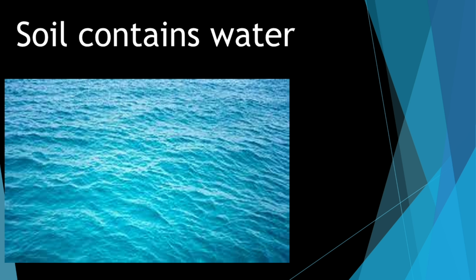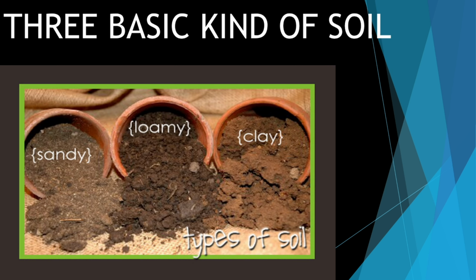Okay, now we are going to see the types of soil. There are 3 basic kinds of soil called sandy, clayey, and loam. You can see on the screen, sandy, clay, and loam. They are the 3 basic kinds of soil. Most soils are made up of sand, silt, and clay.